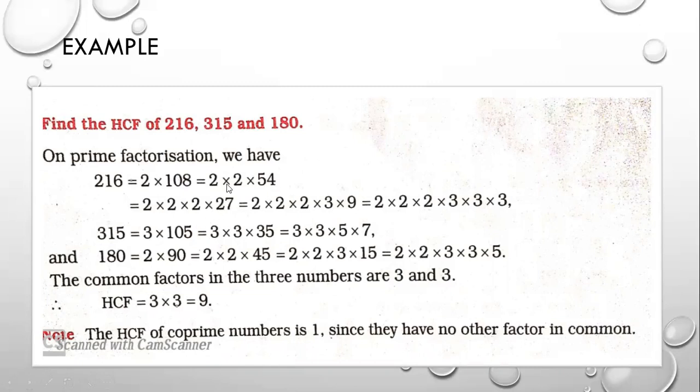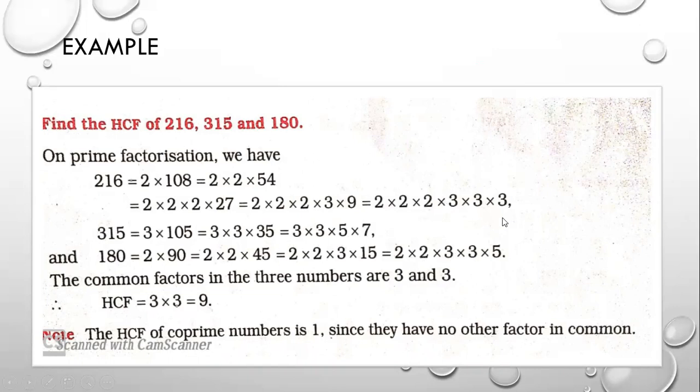So you get 27. And when you add the digits of 27, the sum of 2 and 7 is 9. So 9 is divisible by 3. And again, 9 is divisible by 3. So finally, the factors of the number 216 are 2 into 2 into 2 into 3 into 3 into 3. Similarly, you have to find the factors for the numbers 315 and 180. So the factors are like this: 3 cross 3 cross 5 cross 7. And for the number 180, the factors are 2 cross 2 cross 3 cross 3 into 5 by a similar method.